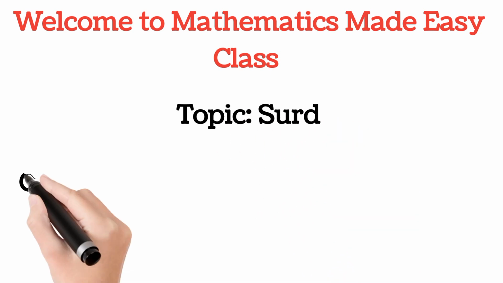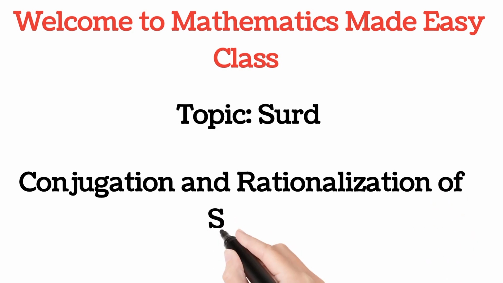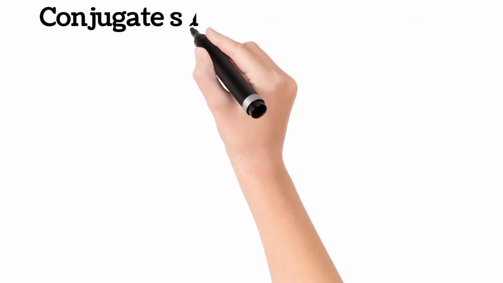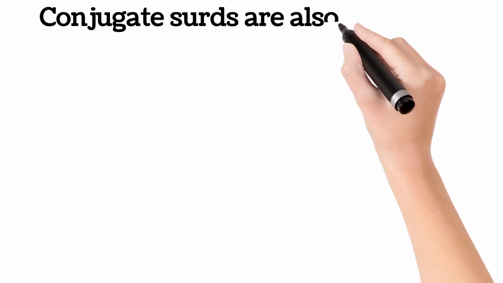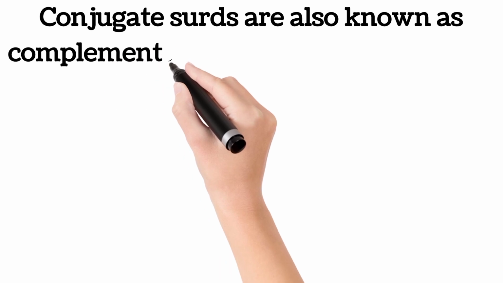Topic is surds. Subtopic is conjugation and rationalization of surds. Conjugate surds are also known as complementary surds.